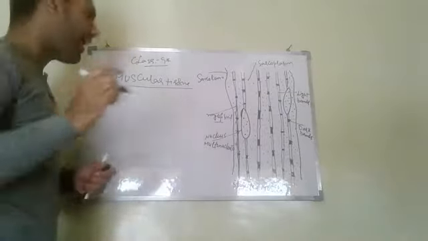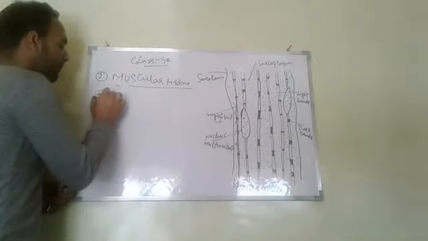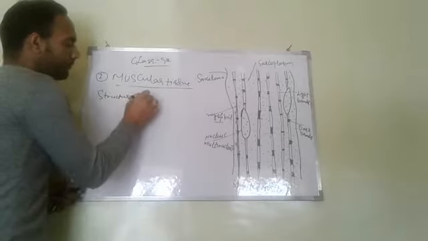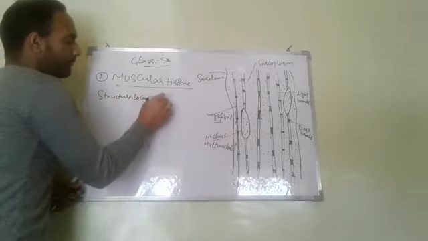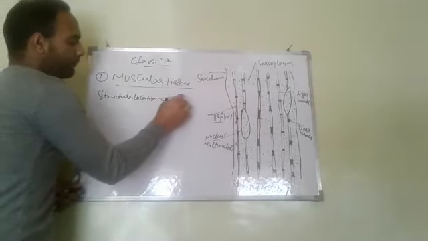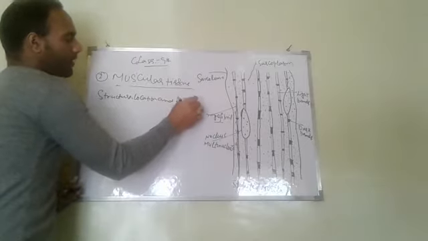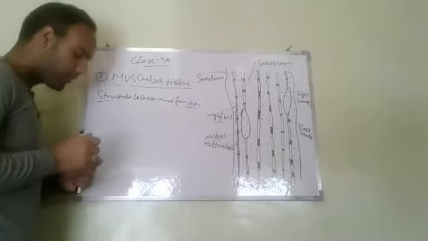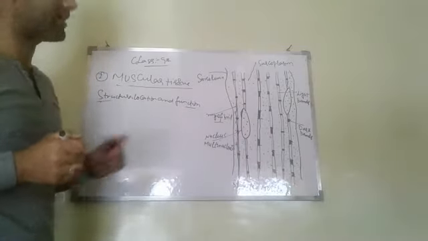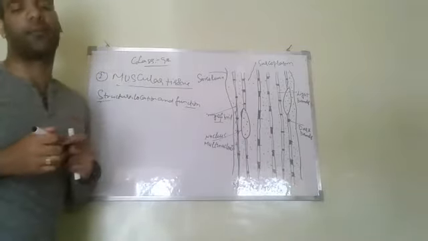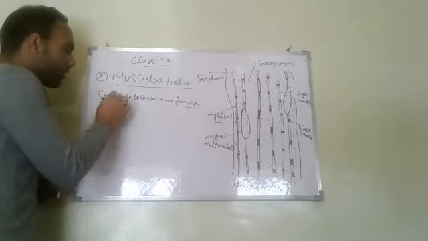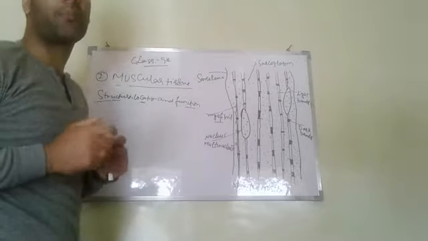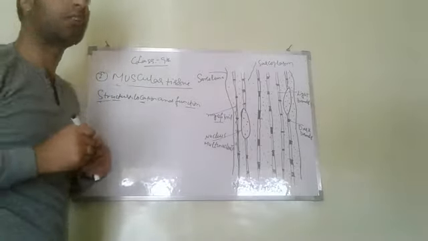Now, based on the structure, location, and function of these muscle cells or muscle fibers, this muscular tissue has been categorized mainly into three types.